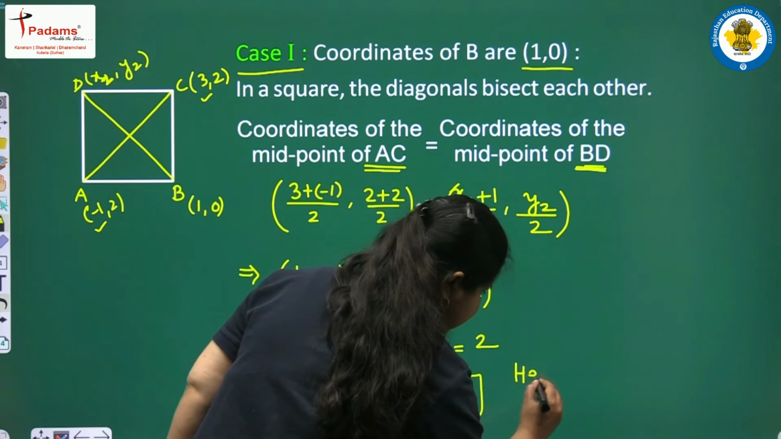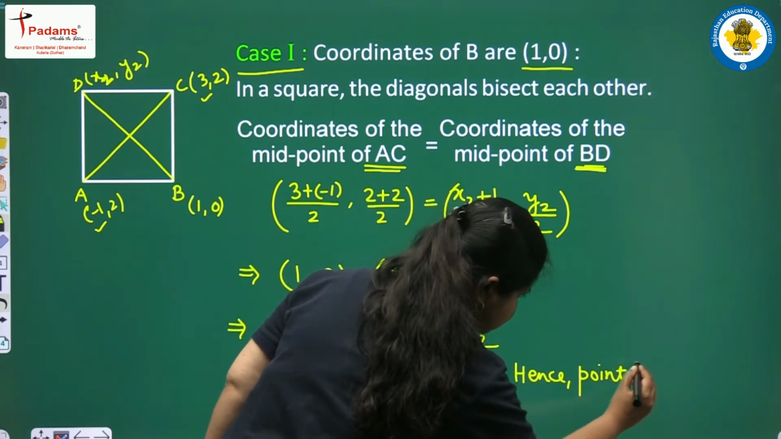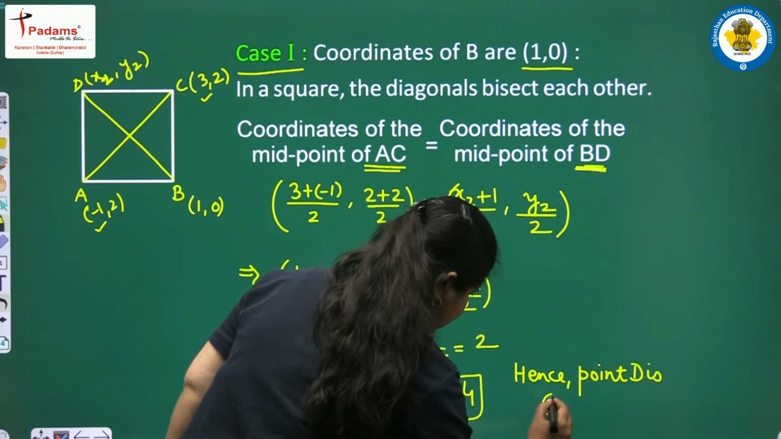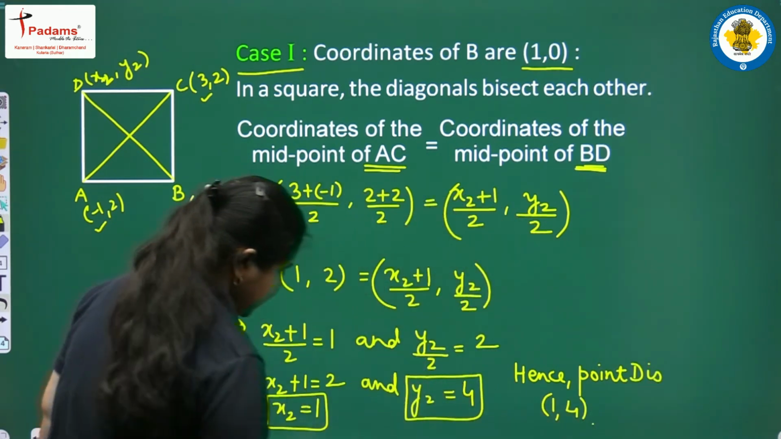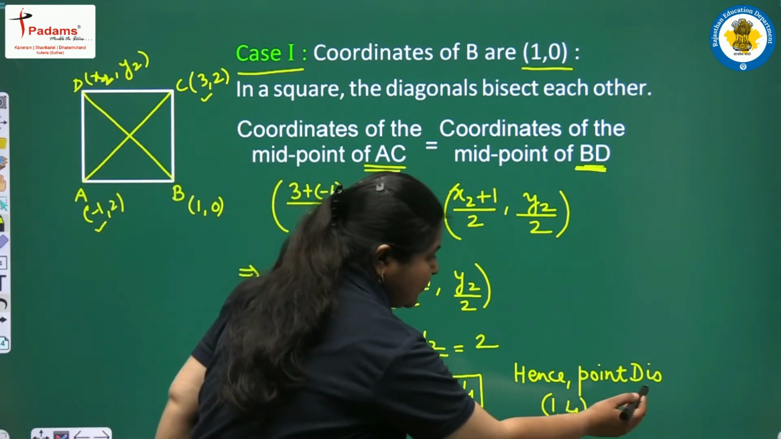Hence point D is 1, 4. ठीक है, 1, 4. गॉट इट. ये हो गए कोऑर्डिनेट्स ऑफ पॉइंट डी.